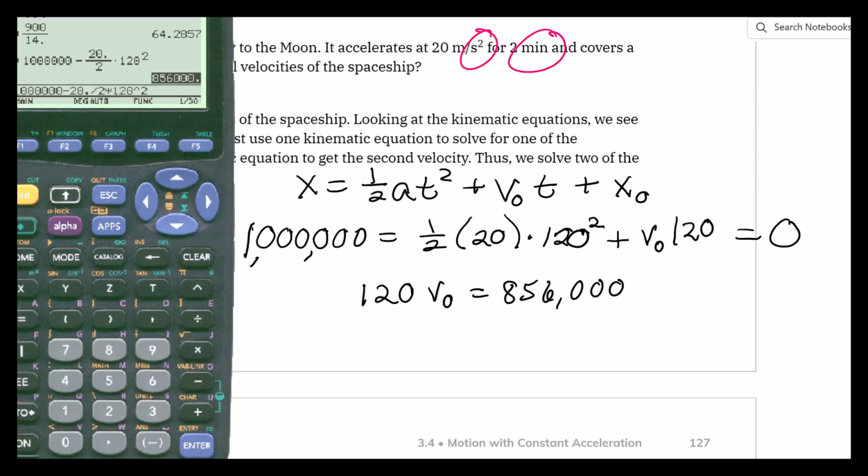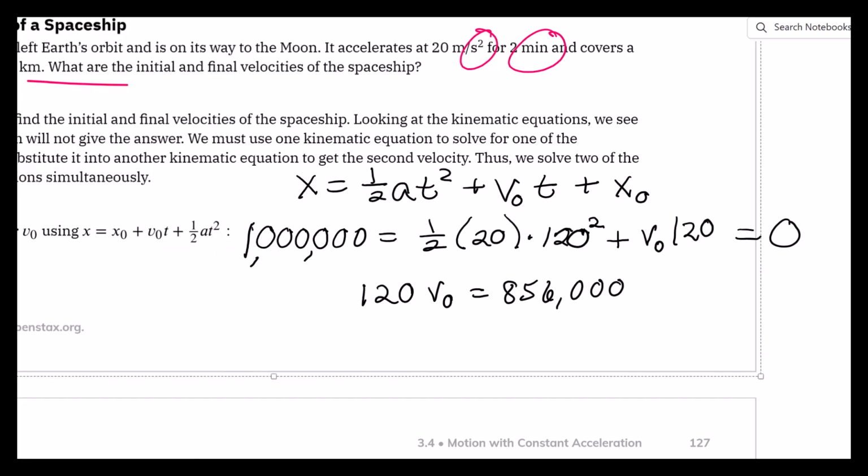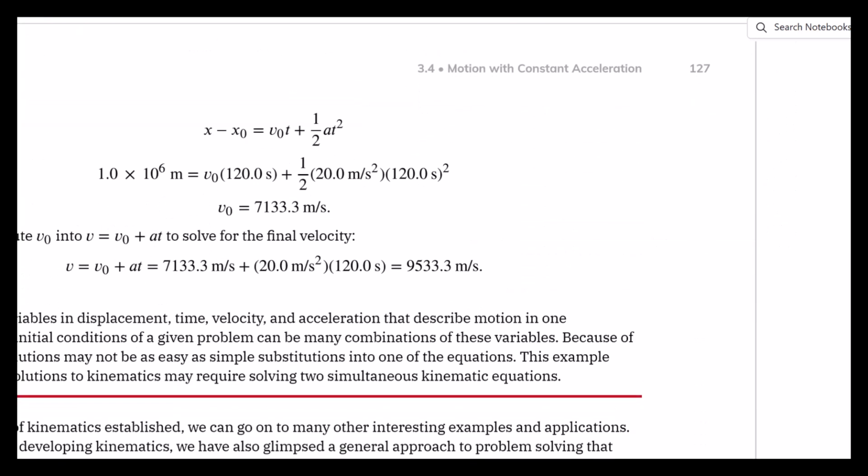856,000 divided by 120 is 7133 meters per second, because I turned everything to meters and seconds. So this is 7130, I'll just say 30 meters per second. So that's my initial velocity. Let's make sure I got that right before we go too crazy. 7130 meters per second.